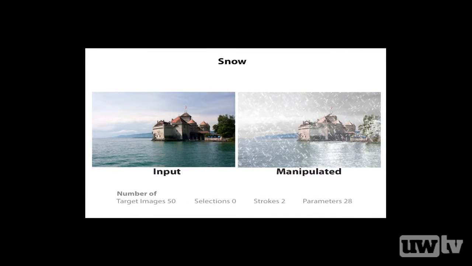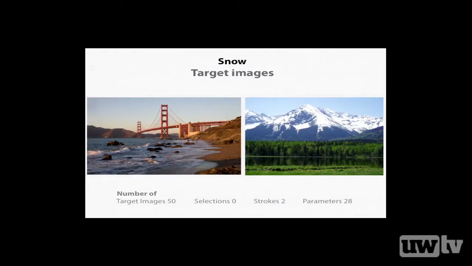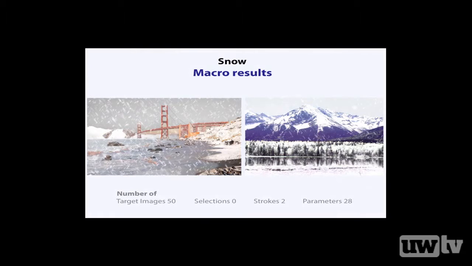So here's another landscape manipulation where we add snow to the scene. Here are some new target images where I wanted to see what San Francisco would look like with snow. And here are automatic results.